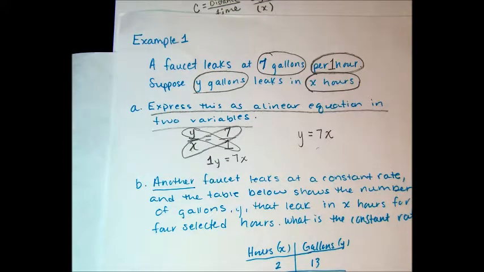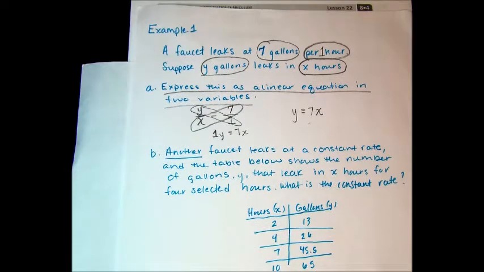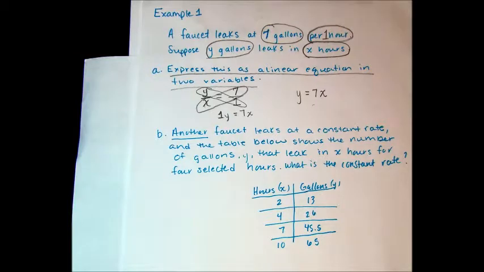Another faucet leaks at a constant rate. And the table below shows the number of gallons y that leak in x hours for 4 selected hours. What is the constant rate of the second faucet? Well, there are a few different ways that we can calculate constant rate or slope when we've been given points or ordered pairs. The way that I'm going to model right now is very similar to what we've just done at the top.